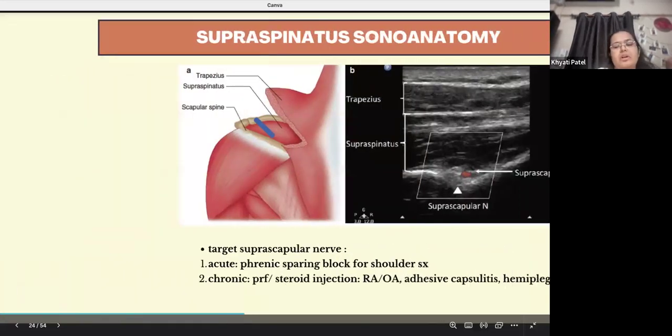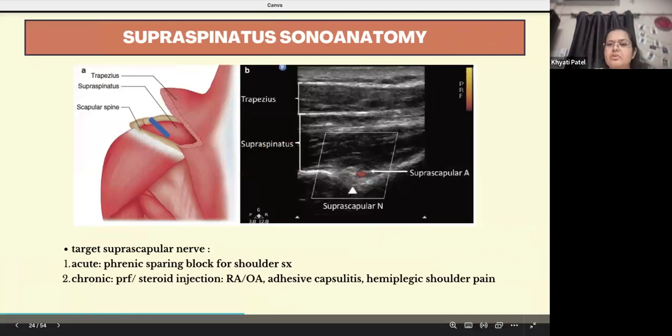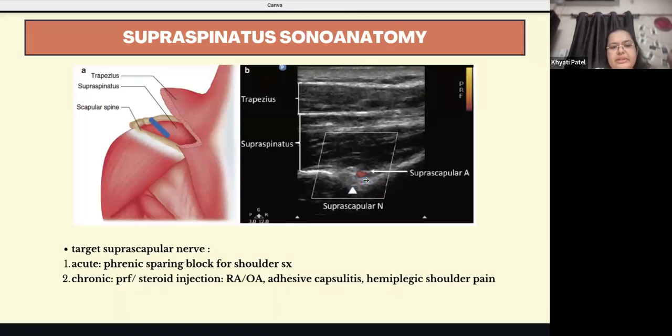Okay, coming to sonoanatomy, here I'll discuss only in a short way. In the end, we'll have a proper video showing all the sonoanatomy. This is the probe position, the blue line which you can see on the left. If you keep the probe like this, you will be able to see trapezius, supraspinatus, and then the notch showing the suprascapular nerve. The suprascapular nerve is targeted in acute pain. You can do a phrenic sparing nerve block for shoulder surgery and post-op pain relief. And in chronic pain, PRF can be done there or steroid injection for any of the shoulder pain conditions.